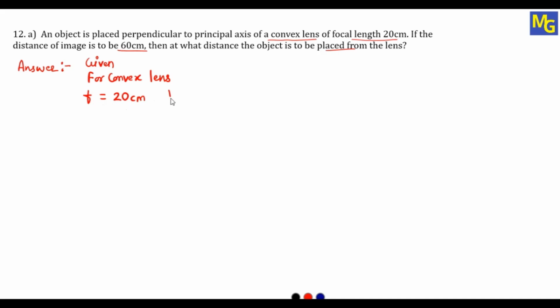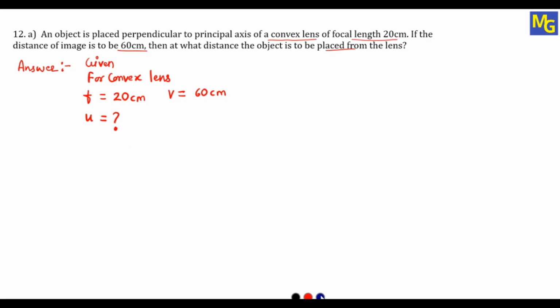Then we have image distance. Image distance we will take V is equal to 60 centimeter. So now we will take 60 as positive and we will solve the sum. And then we will see the sign of U. U means object distance. Object will always be on the left side of the lens, and on the left side all distances are negative. So we should get our answer negative. So I will take V as positive 60 centimeter. And then what we have to find out? U, object distance, question mark.